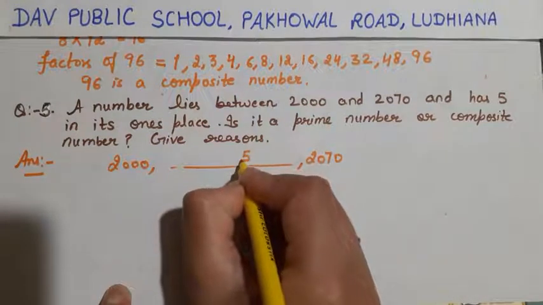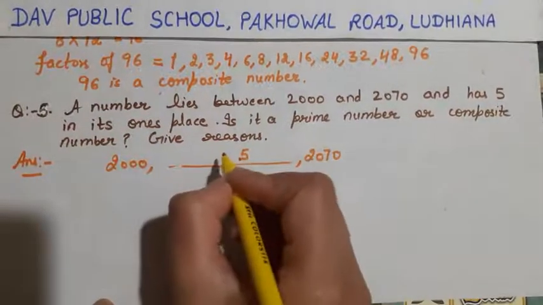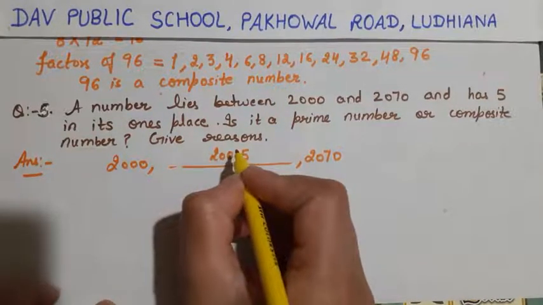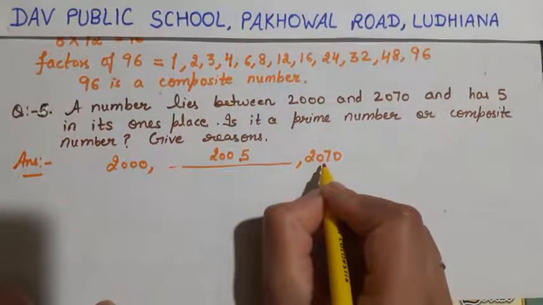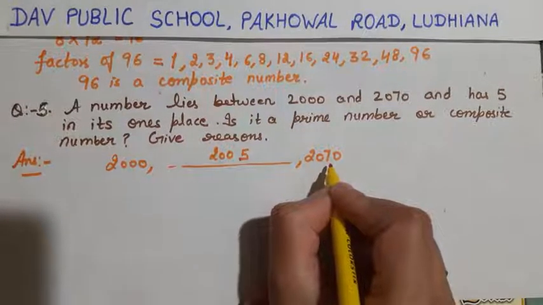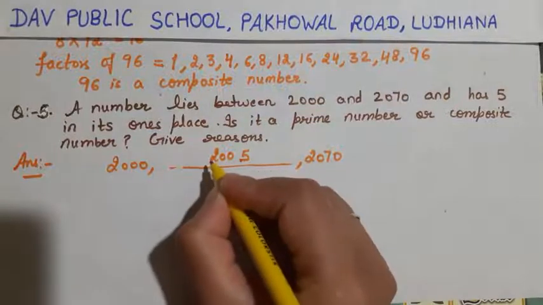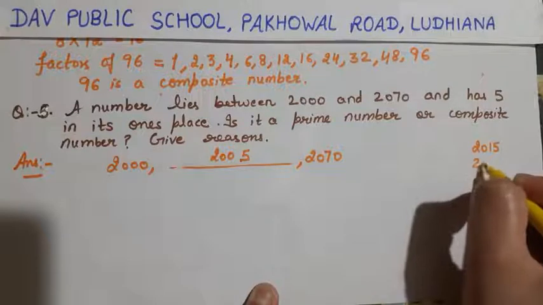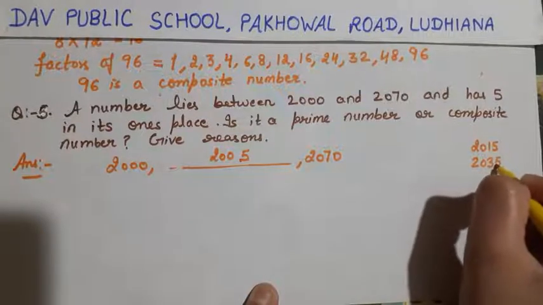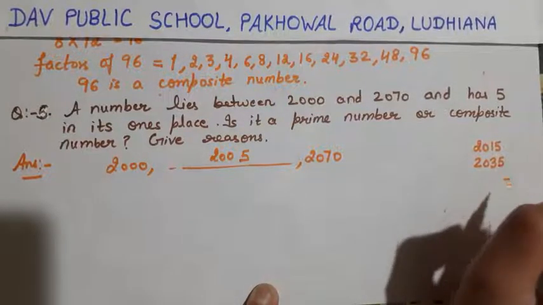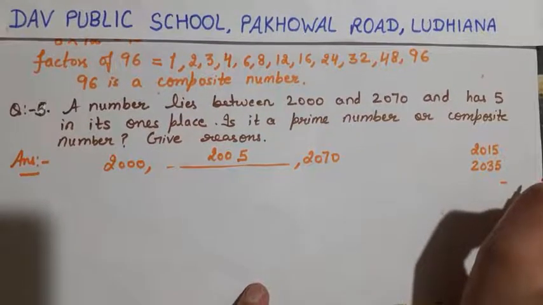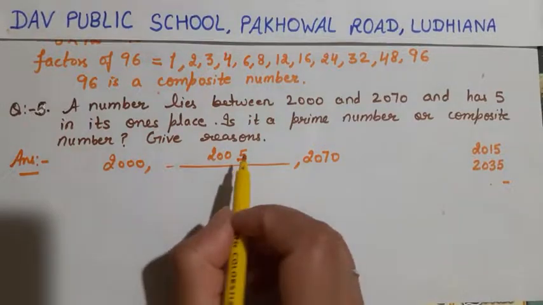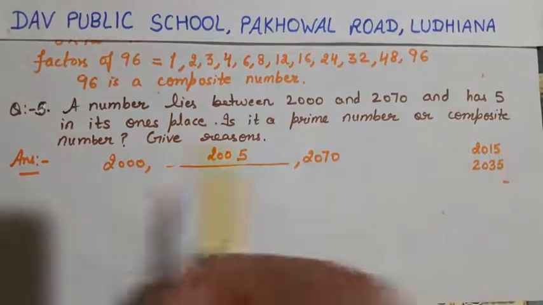means its unit digit is 5. And suppose I have taken the number 2005, okay, it lies between 2000 and 2070, and it has 5 in its ones place, so I can take 2005. You can also take 2015 or 2035 or 2025 and so on. You can take any one number, okay. So I have 2005. Is it a prime number or composite number?